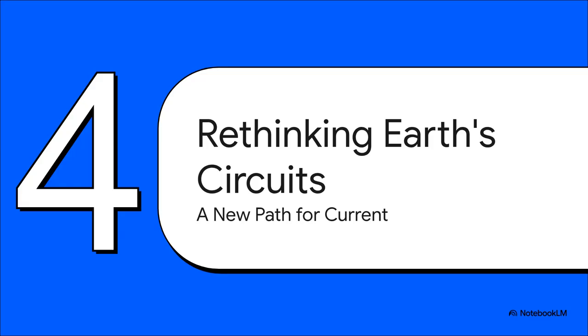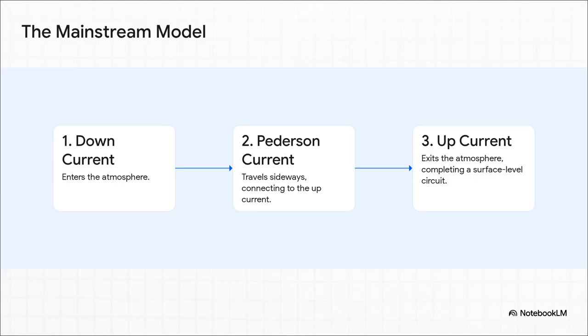So what does a bipolar charge field actually do? How does it completely change our picture of the currents flowing all around our planet? Let's take a look. Okay, so first, here's the standard picture. A current comes down from space, hits the atmosphere, and then travels sideways through something called a Pederson current. That sideways current then connects to an upward-going current, closing the loop, all above the Earth's surface.